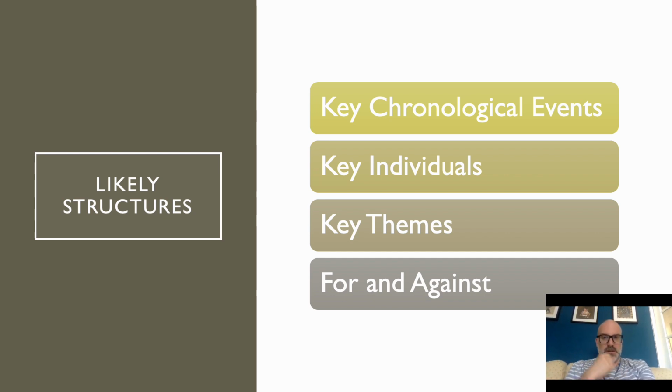The other structure that you could think about is key individuals, because this is a course focused on the ideals, beliefs, and principles of key individuals: Cicero, Cato, Pompey, Caesar, and others. So sometimes, where appropriate, a paragraph on each key individual could work. 3 key figures, 3 paragraphs, perhaps.